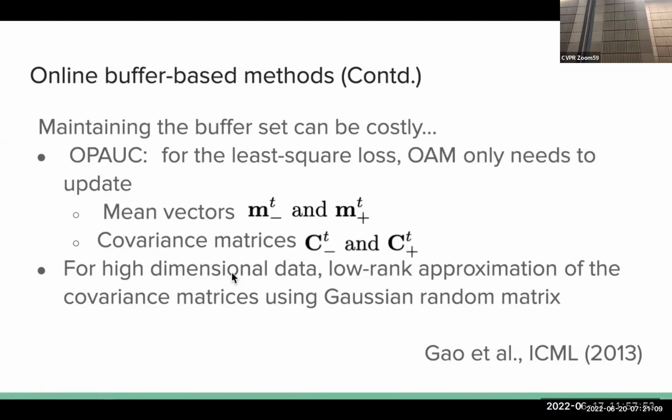To overcome this disadvantage, they also use a low-rank approximation of the covariance matrix using a Gaussian random matrix to reduce the complexity of dimension for high dimensional data.